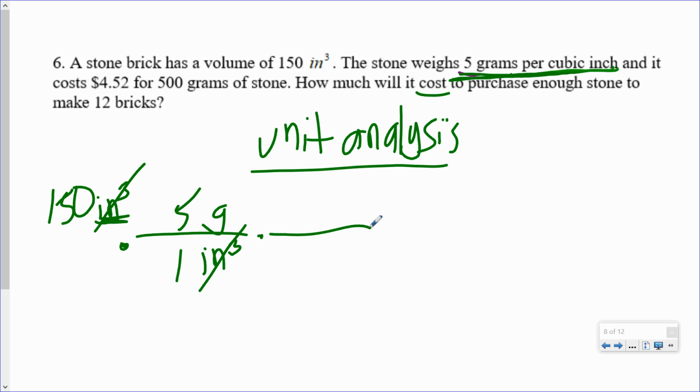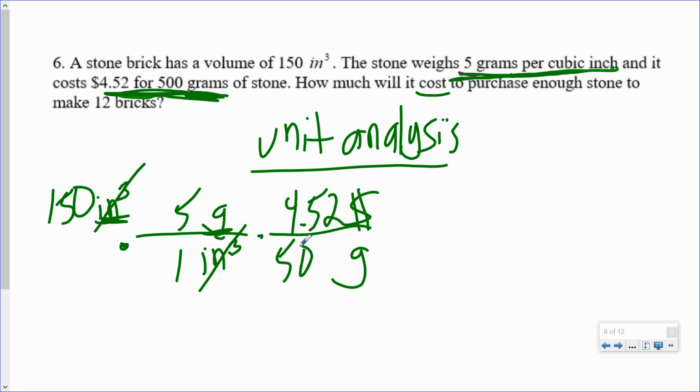Now I'm looking for grams. I see grams right here. I'm going from grams to money. So grams goes on bottom, money goes on top. It says it's 452 for 500 grams. So the 452 goes with the money, and the 500 goes with the grams. Now I have money. I want money. I'm done with my unit analysis.